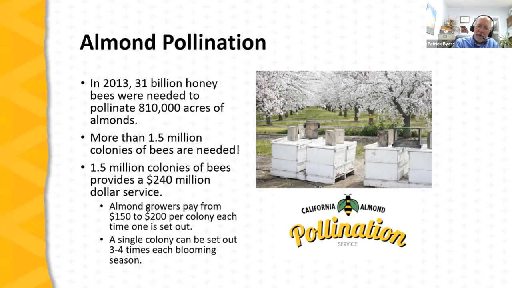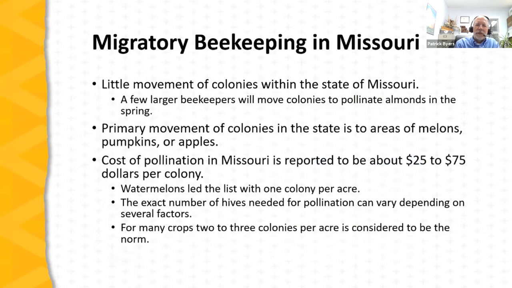What about migratory beekeeping in Missouri? Well, we don't have a lot of migratory movement of hives, but we do have beekeepers who will move colonies to pollinate the almond crop in California. But much of our movement here in Missouri is local. And we do have crops in Missouri that do require the services of pollination, the services of beekeepers. And those include melons, pumpkins, apples. There are some small fruit crops like strawberries and blueberries and blackberries that benefit from the activity of pollinators. And there are certain vegetables in addition to melons and pumpkins as well.